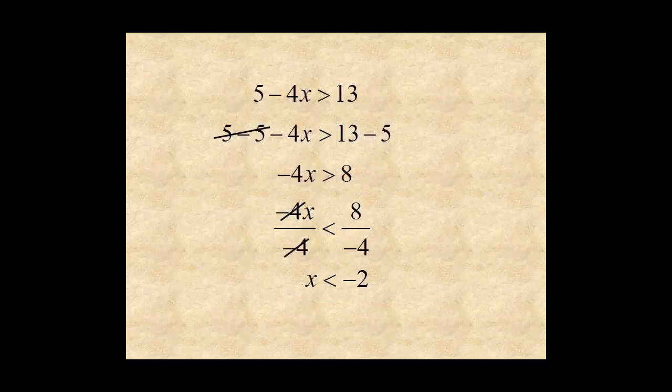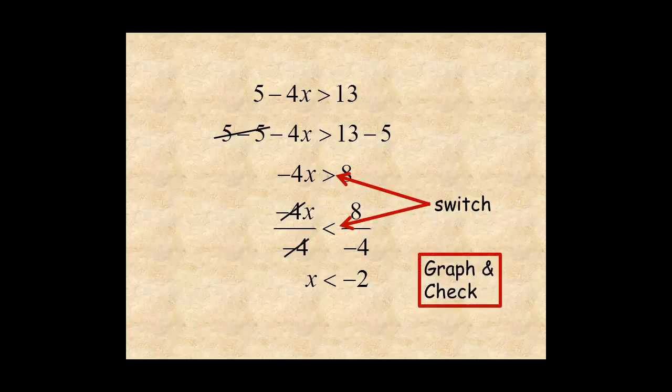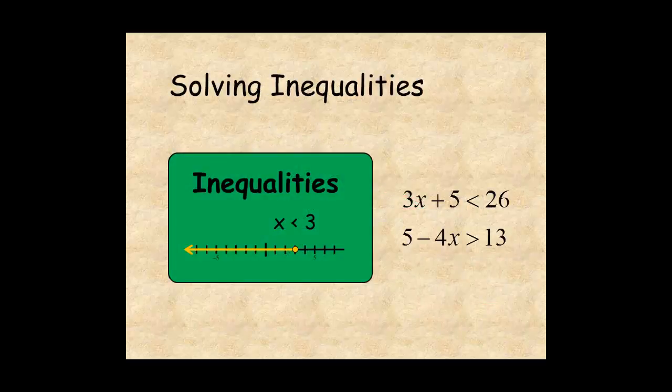So going back to the original solution, when you divide or multiply both sides of an inequality with a negative number, remember to switch the direction of the inequality symbol. And always graph and check the solution. This lesson showed how to solve inequalities.